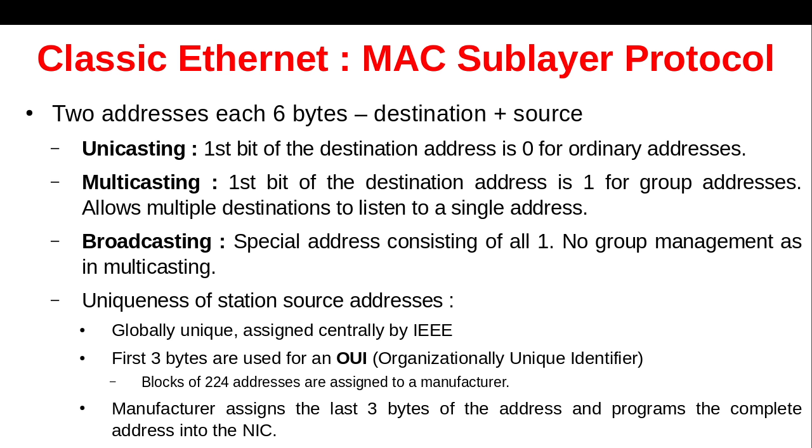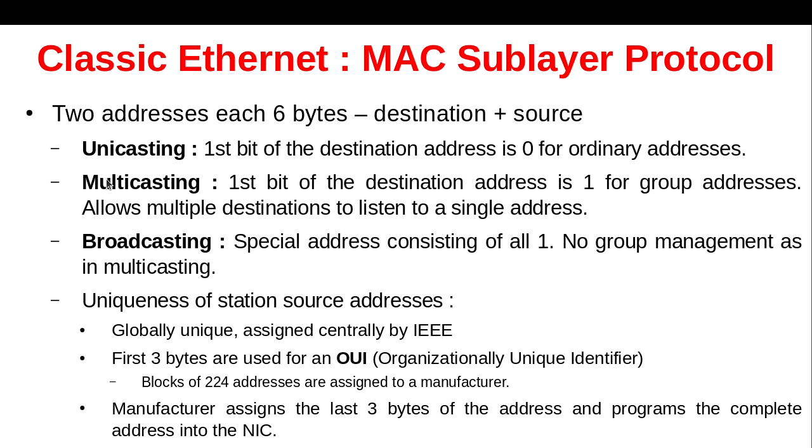First is called unicasting, which is used to refer to a single machine. So that is called unicasting. In the case of unicasting, it refers to a particular single machine on the network. The address is special, in which the first bit of the destination address is 0 for the ordinary or unicasting address.